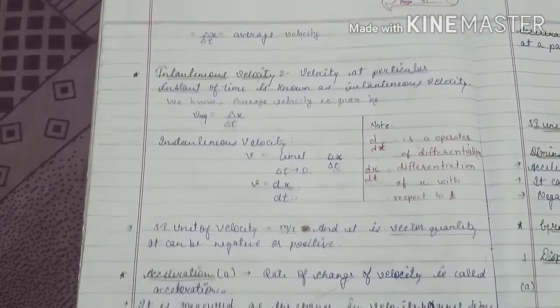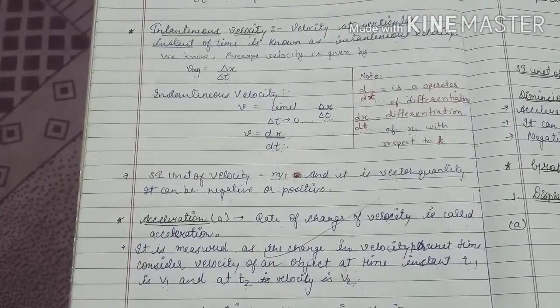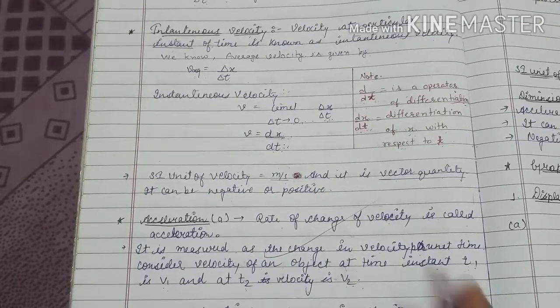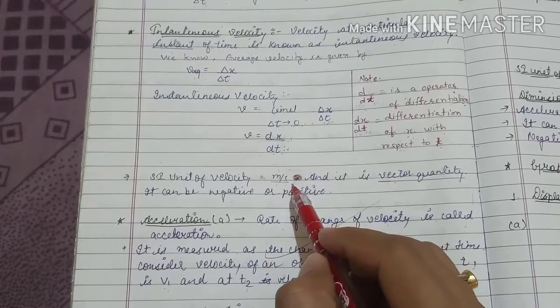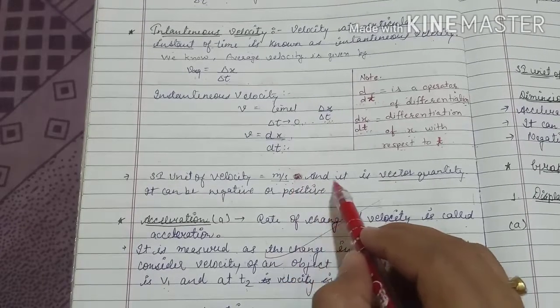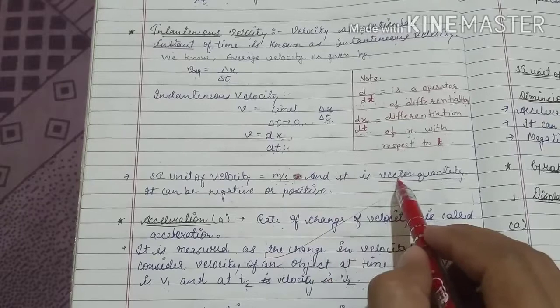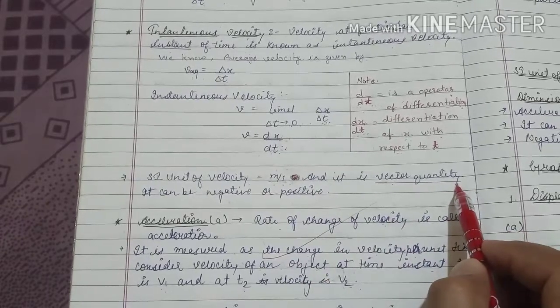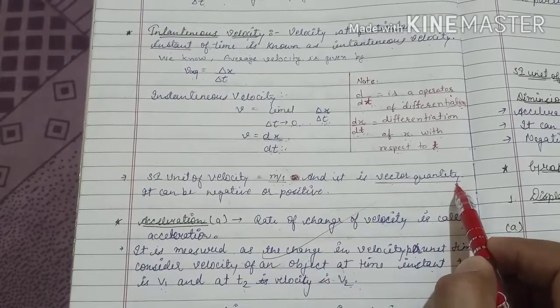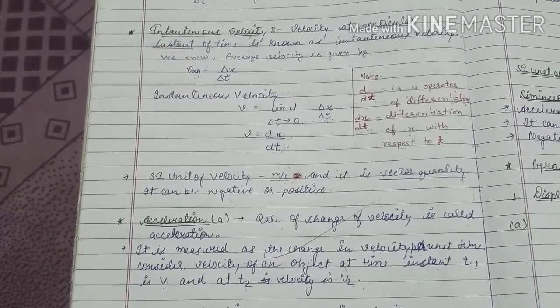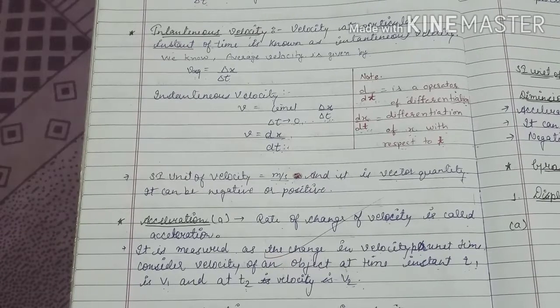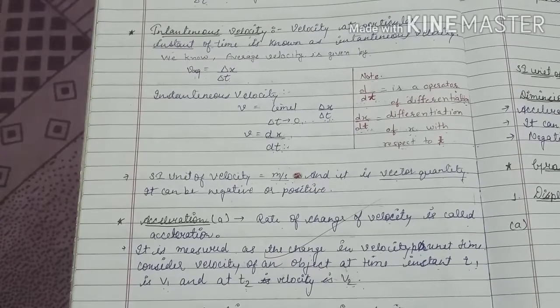And then now we have the SI unit of velocity. What is the SI unit? The SI unit of velocity is meter per second, and the most important thing is that velocity is a vector quantity. It can be negative or it can be positive. Negative velocity means the direction of the motion is opposite to its expected direction or its initial direction.